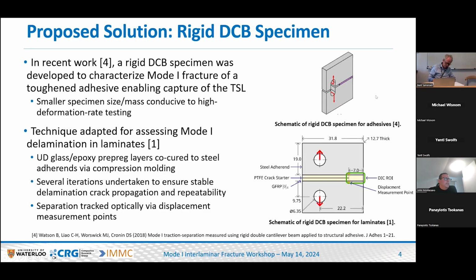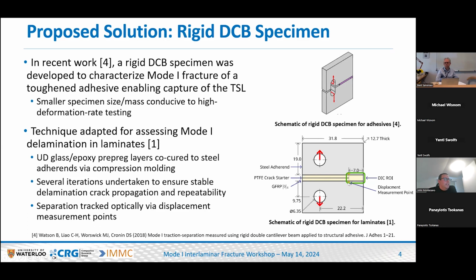So we've adapted this approach and developed the specimen that's shown here. In this case, we focused on a UD glass epoxy prepreg. The fibers are aligned along the direction that the crack would propagate. So we can see the four layers of the GFRP, which were co-cured onto the steel adherends, which we do assume as being rigid. It took a few iterations to result in this particular geometry, and we were able to achieve, as we'll see in a subsequent slide, a stable crack propagation and fairly repeatable results.